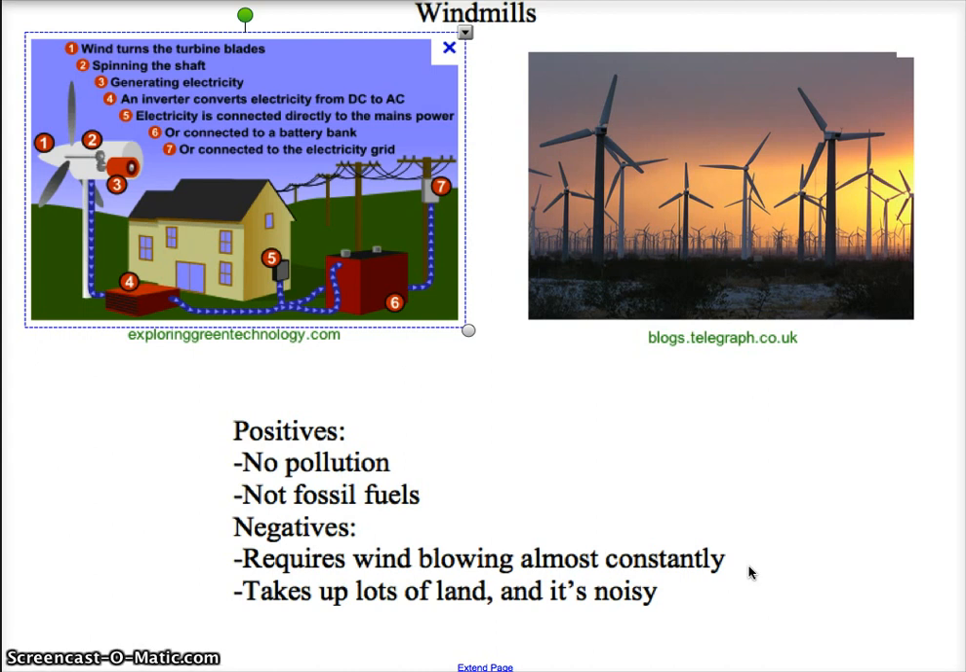Some days are windy, some days are not. And it takes up lots of land. And you don't really want to live near these wind farms because they're noisy. You're going to have those windmills going a lot, and it really creates a lot of noise. Okay, let's go ahead and go to the next slide.